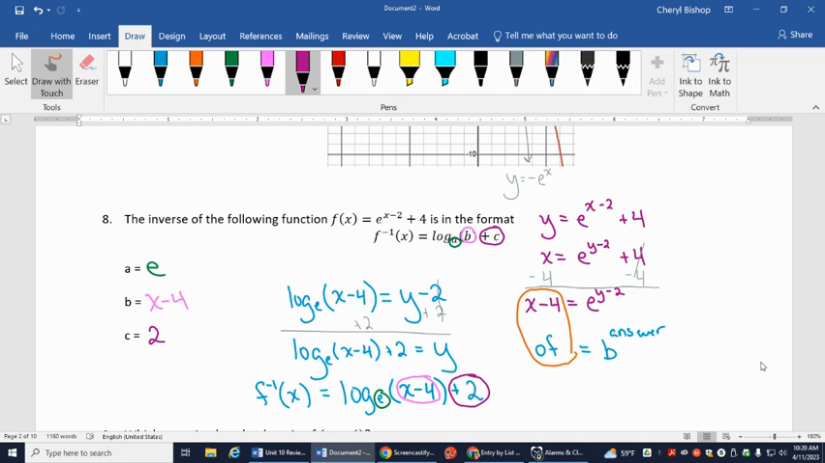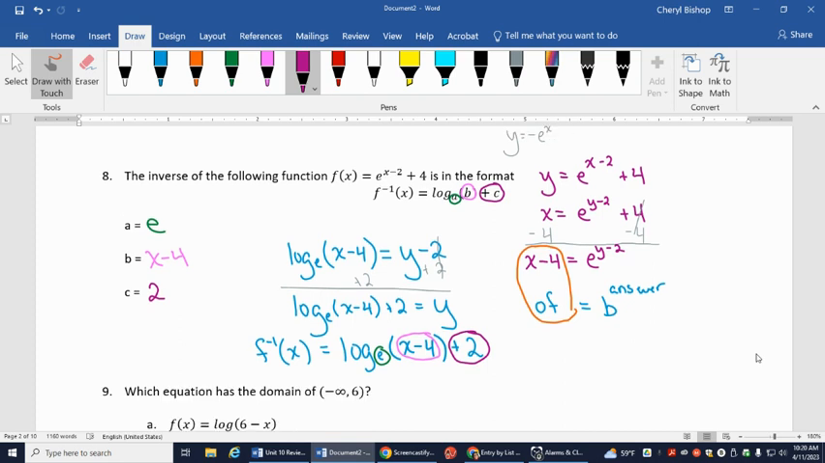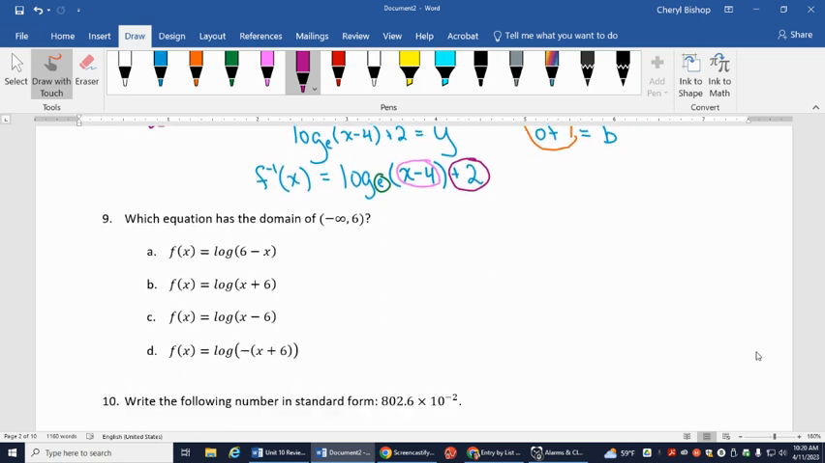Questions on 8. So remember, when you see inverse, it means we're going to switch our x's and our y's. Any other questions on 8? Okay, let's look at 9.